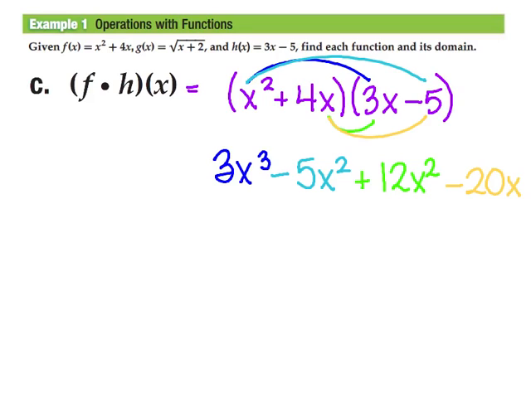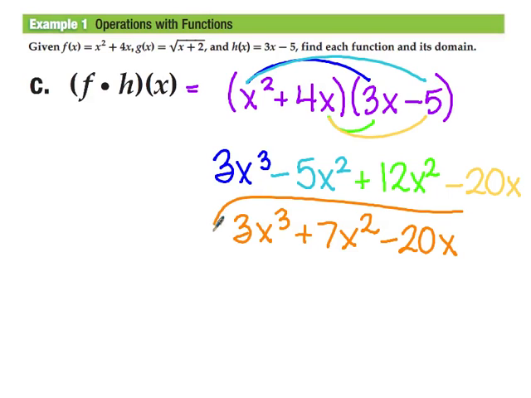So what do I get? Plus 7, good call. And what else? Minus 20x, very good. So that is your answer. What can you tell me about the domain? All reals again, because there's nothing that's going to restrict that.